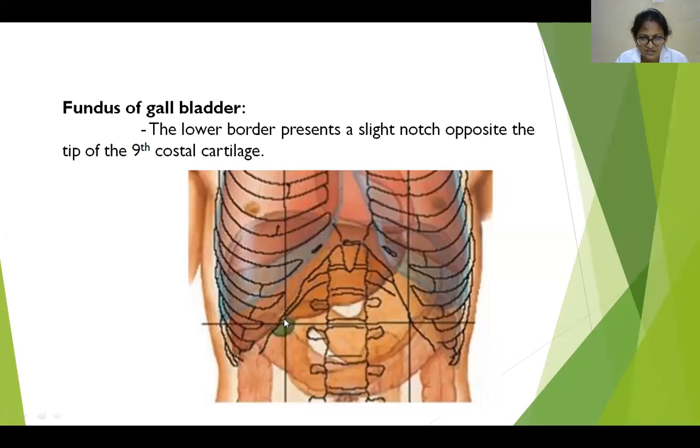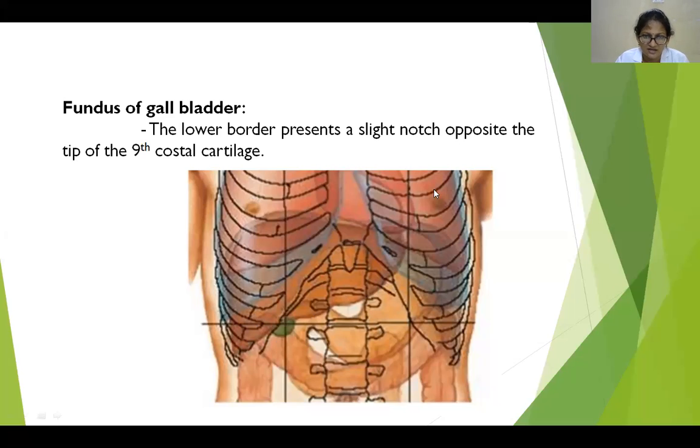Okay, see, this is the fundus of the stomach. Where are we going to see the fundus of the stomach? In the inferior margin or lower border of the liver. The lower border represents a slight notch opposite to the tip of the ninth costal cartilage. It is also an important one. At the tip of the ninth costal cartilage, you have seen the fundus.